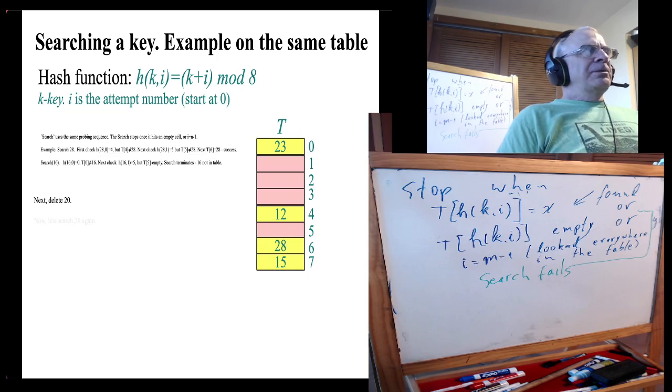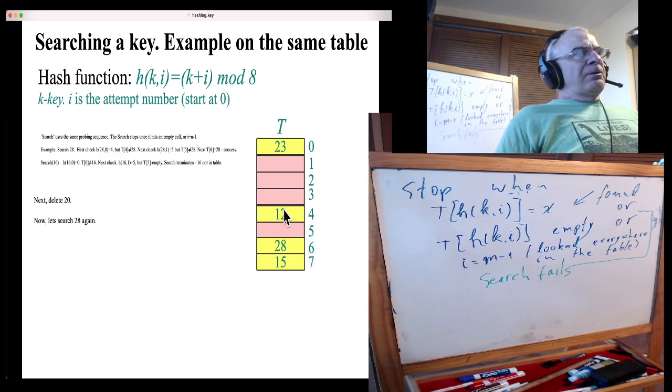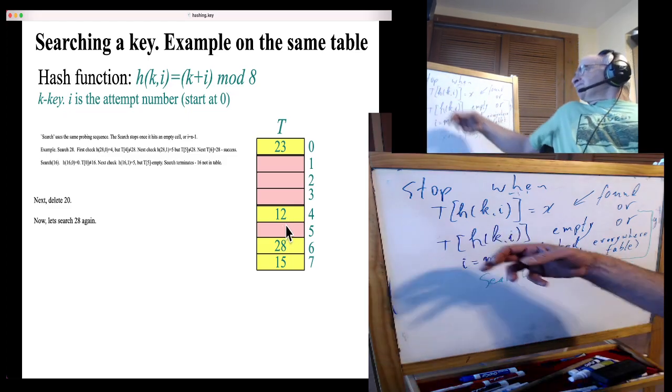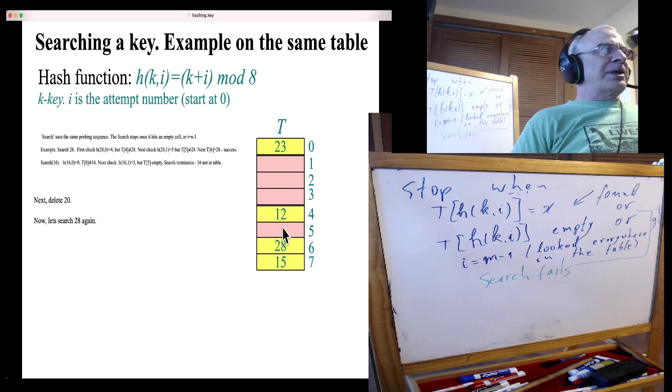But now let's see what happens if I'm searching 28 at this moment. Searching for 28, 28 mod 8 is 4. It's not there. Let's try the next cell. It's empty, what the criteria says. If it's empty, stop your search, which is a bad idea because it's actually here.